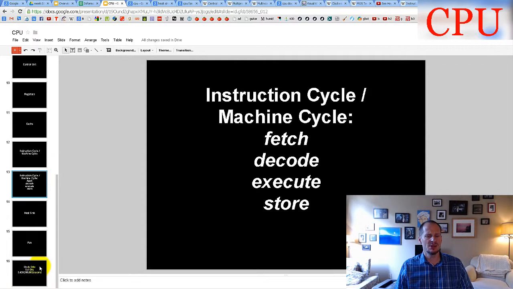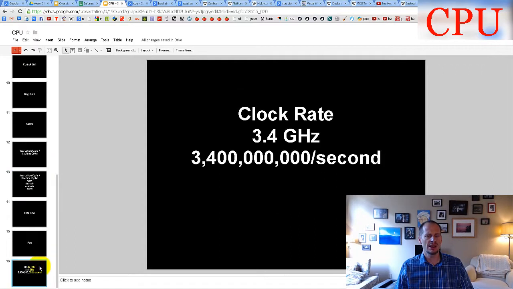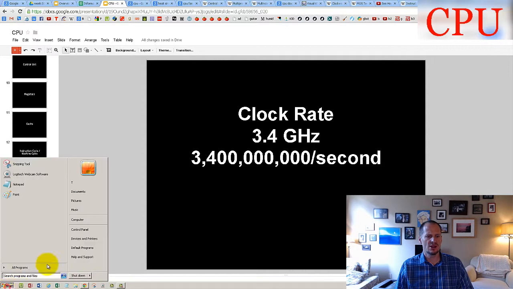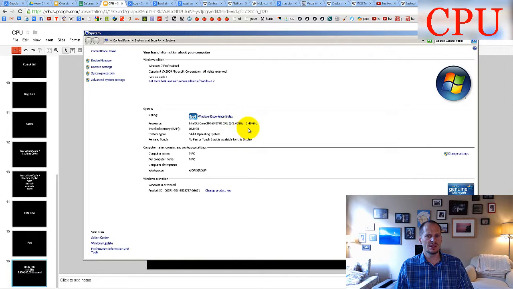And you've learned that CPUs do that incredibly quickly, that the clock rate, the clock speed of a computer is really a measure of the computer's speed. And modern computers are operating in the gigahertz. And this one right here, you've learned that you can go to Start, right-click your computer, and choose Properties, and you can see what the clock speed of the computer you're using is.